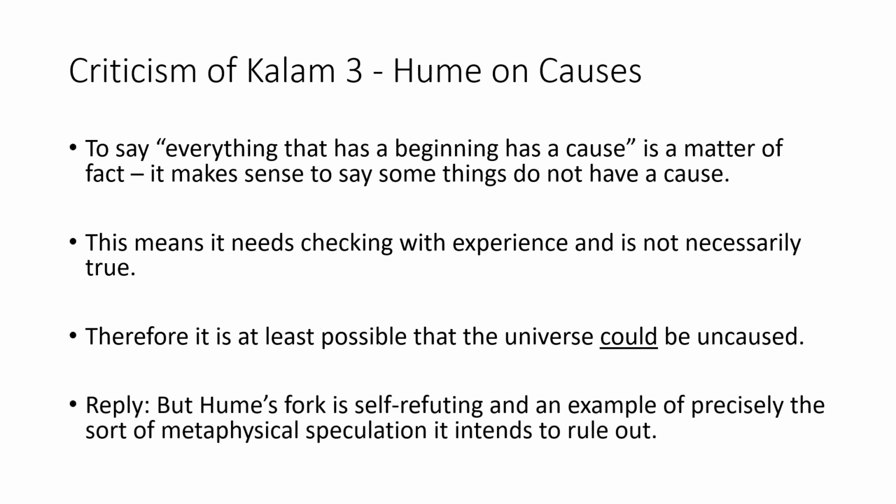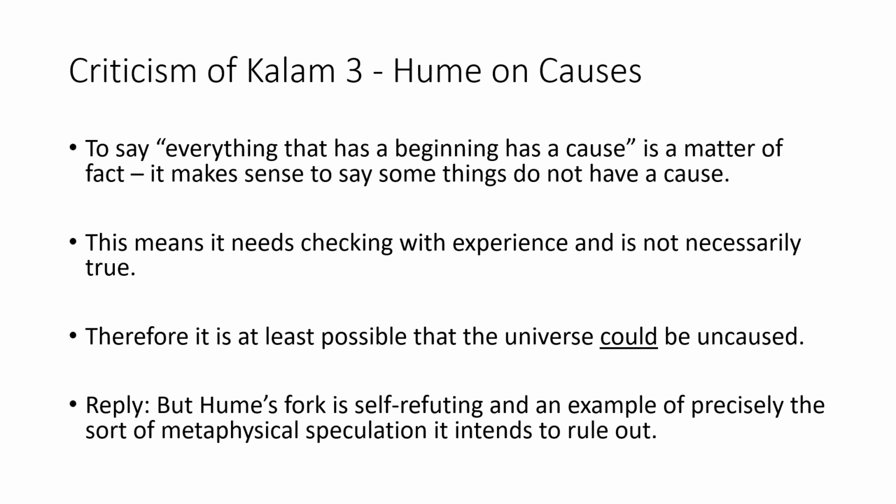However, defenders of the Kalam argument, of metaphysics more broadly, often say that Hume's fork is self-refuting. It undermines itself. And it's an example of precisely the sort of metaphysical speculation that it intends to rule out. So remember, Hume is saying there's only two kinds of knowledge. Knowledge from experience, the matters of fact, which can be imagined otherwise, and you have to check using your empirical data, and analytic truths, which are true simply because of the meanings of the words.